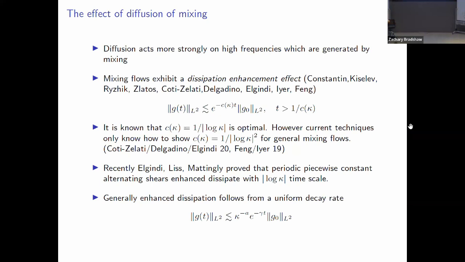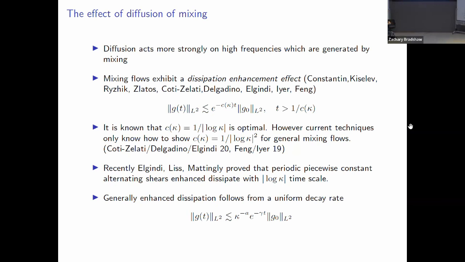It's known, of course, that you can't really get a faster time rate, at least in the Lipschitz setting, than 1 over log kappa. That this is optimal. But as far as I know right now, if I give you an arbitrary mixing flow, it's not clear how to get the optimal rate from just the mixing flow. There are examples now of specific flows where you can construct the optimal rate, but for an arbitrary mixing flow, I think the best work is with Michele, Matthias, and Tarek, as well as Gautam and Yuanyuan.